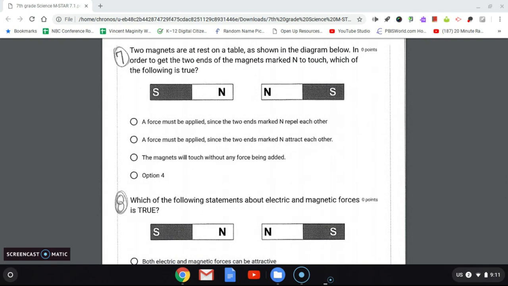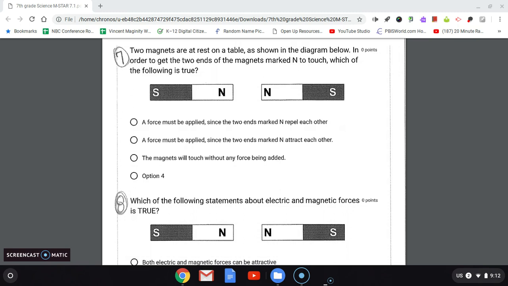Number 7. 2 magnets are at rest on a table as shown in the diagram below. In order to get the 2 ends of the magnets marked N to touch, which of the following is true? A force must be applied since the 2 ends marked N repel each other. A force must be applied since the 2 ends marked N attract each other. The magnets will not touch without any force being added.